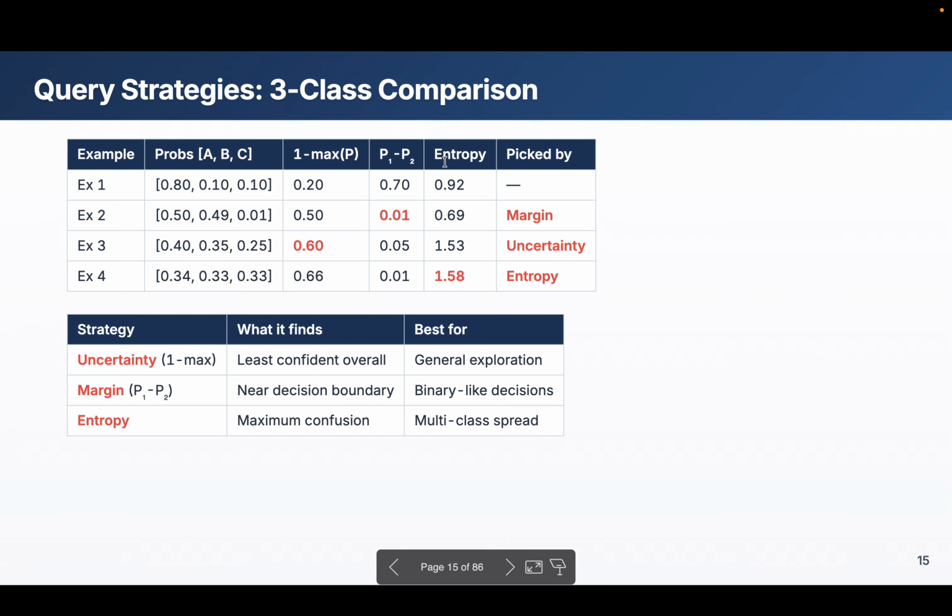And if you take the third case, entropy, calculated as minus summation of p log base 2 p, we get 0.92, 0.69, 1.53 and 1.58. In that case, you'd probably label example 4, which is very close to the uniform distribution over 3 classes. So with 4 examples and 3 different acquisitions, we end up choosing 3 different examples as the most informative one.